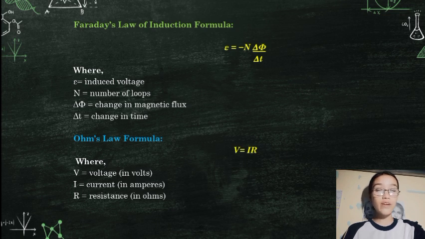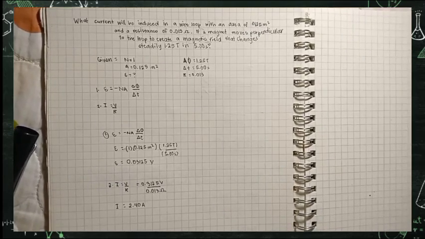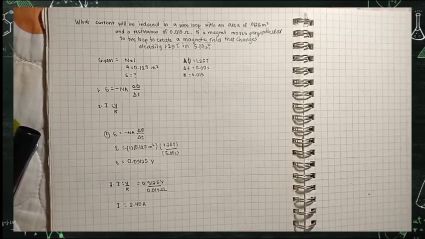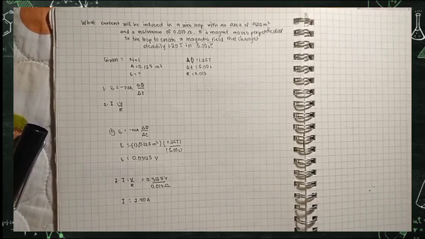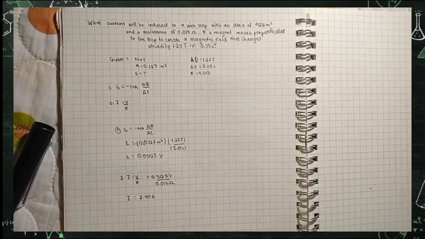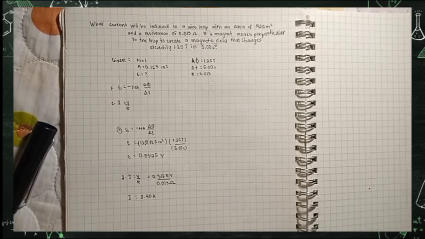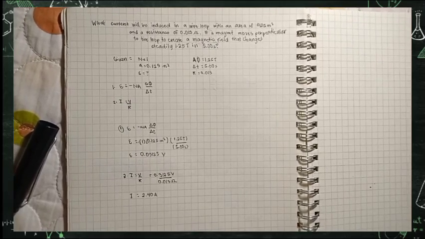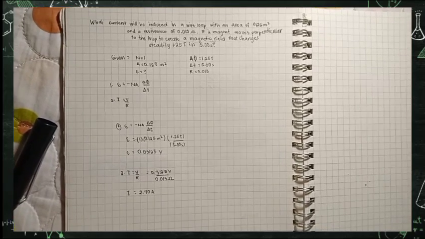So let's solve a problem using this formula of Faraday's law of induction. So let's solve this sample problem. What current will be induced in a wire loop with an area of 0.125 square meter and a resistance of 0.013 ohms, if a magnet moves perpendicular to the loop, creating a magnetic field that changes steadily by 1.25 T in 5 seconds? In this problem, we have to use the formula of Faraday's law and Ohm's law.